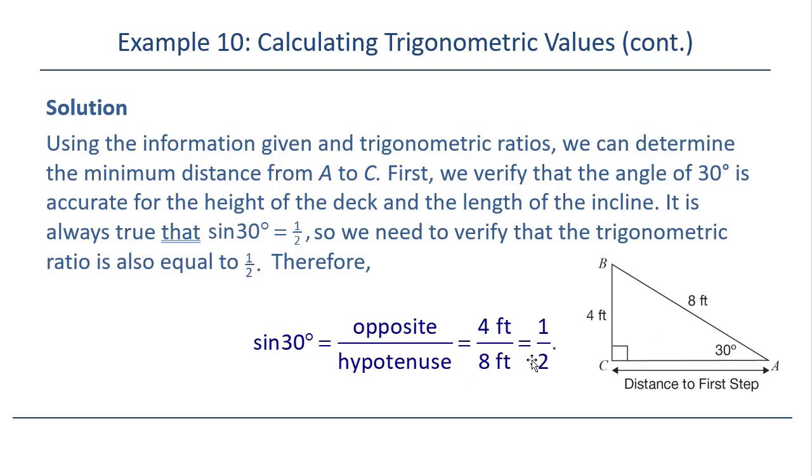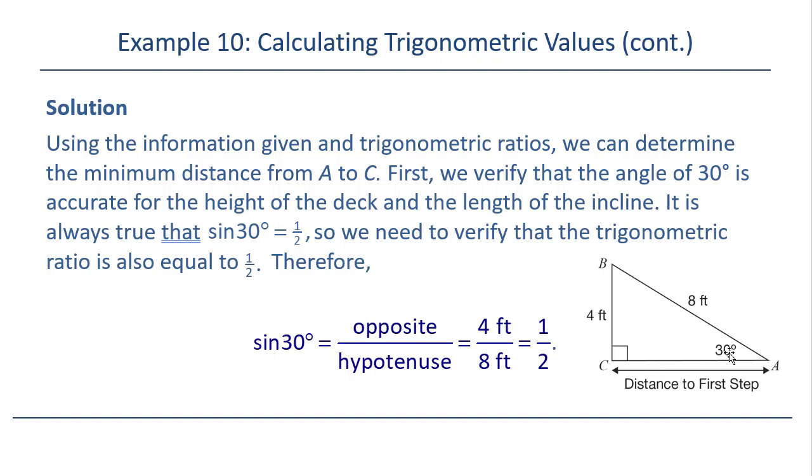We get 1/2, and we can see that sine of 30 is actually 1/2. You put sine of 30 in your calculator, you'll get 1/2. Okay, great. So we verified that everything works, but that doesn't help us. We want to know what this measurement is here, right? So if we're using the 30-degree angle, this measurement is adjacent to us.